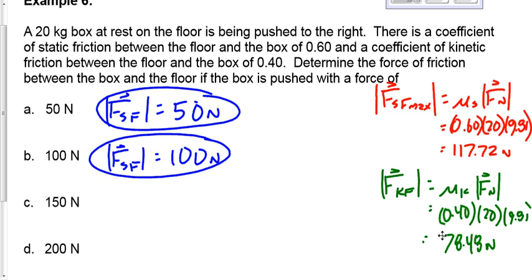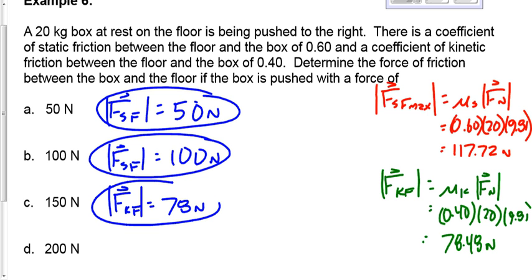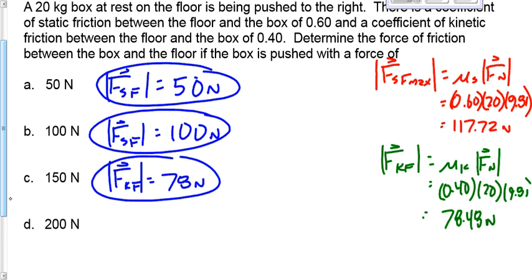Okay, I push with 150. Does it move? Yes. What kind of friction do I have? Kinetic. What's the value of kinetic friction? We'd say the value of kinetic friction is 78 newtons. If I push with 200, does it move? Yes. Okay, John, if it moves, what's the force of kinetic friction? What? 78.